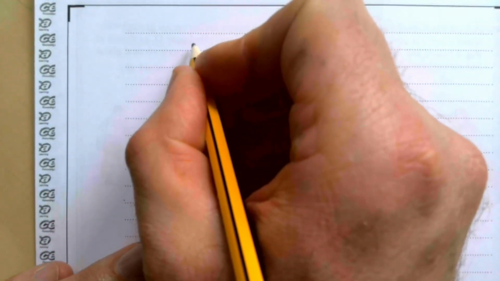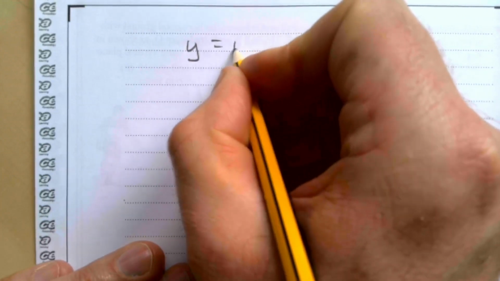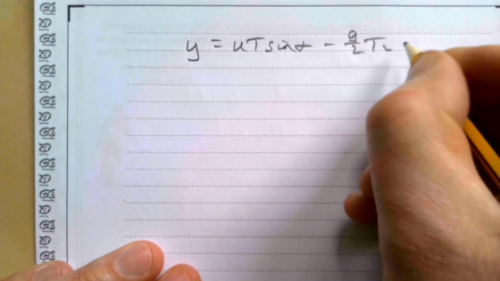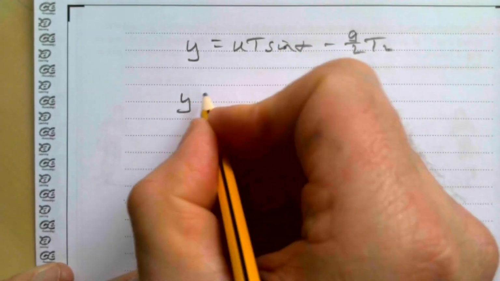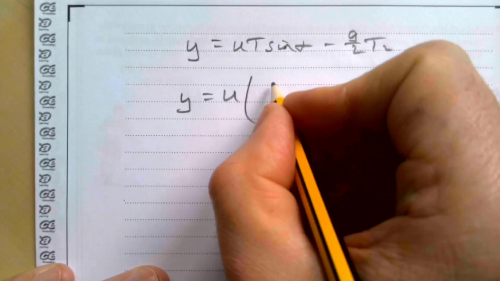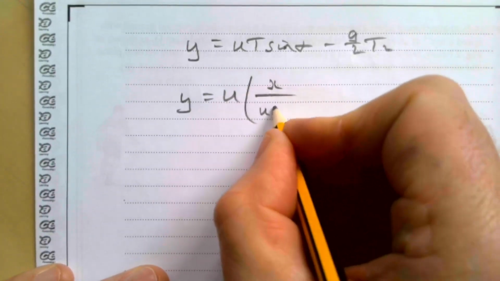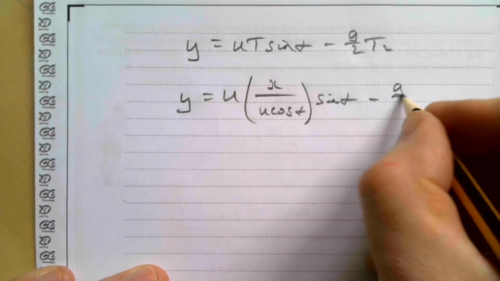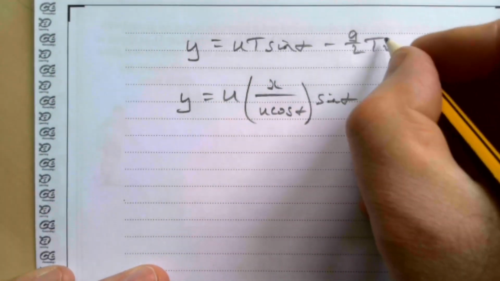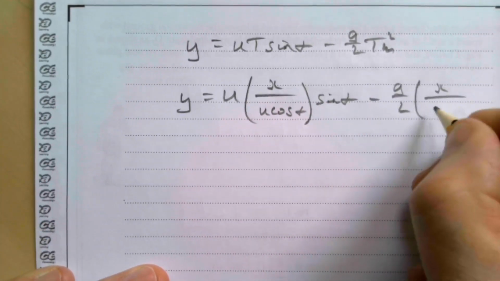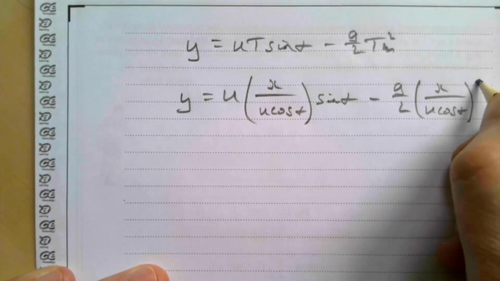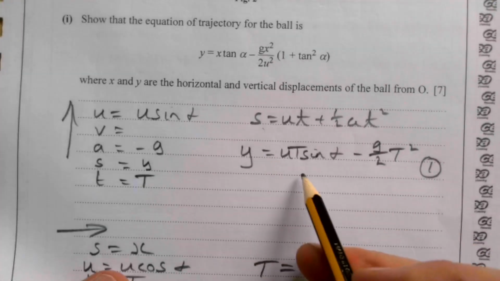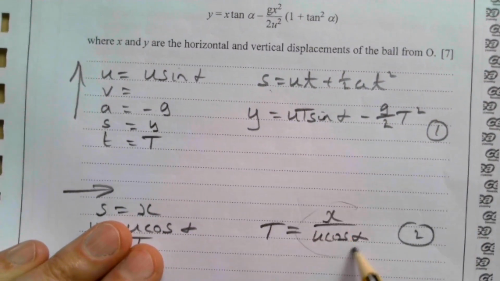So our equation number 1 is y equals ut sine alpha minus g over 2 t squared, and substituting that in, we're going to get y equals u sine alpha times x over u cos alpha, minus g over 2 times x over u cos alpha, all squared. That's not a t, that's a t squared, of course. So I hope that makes sense. What did we do? We had this, and anytime we see a t, we've exchanged it for this.